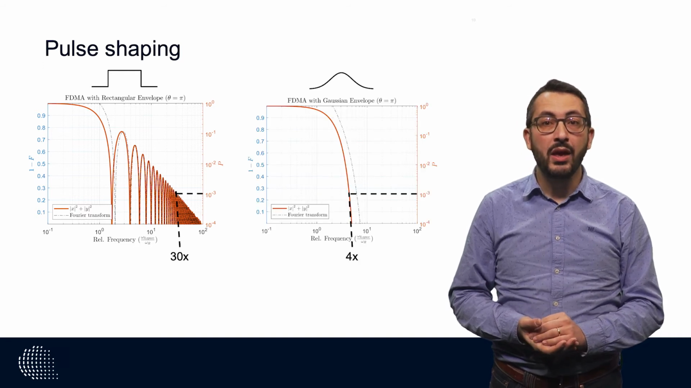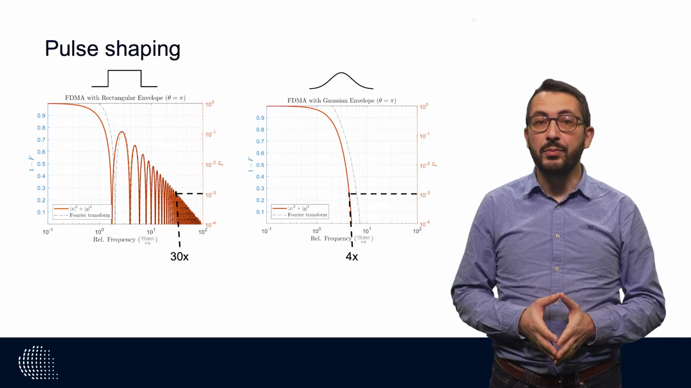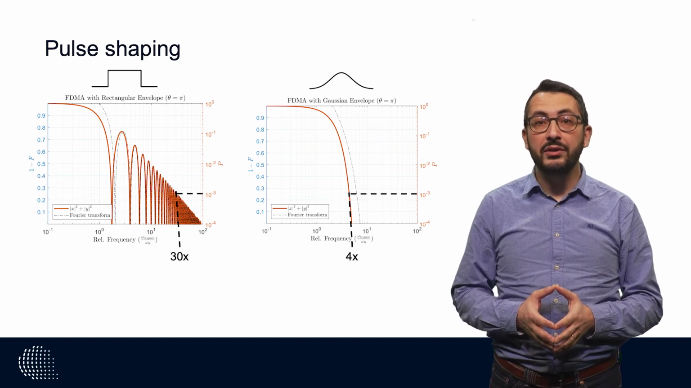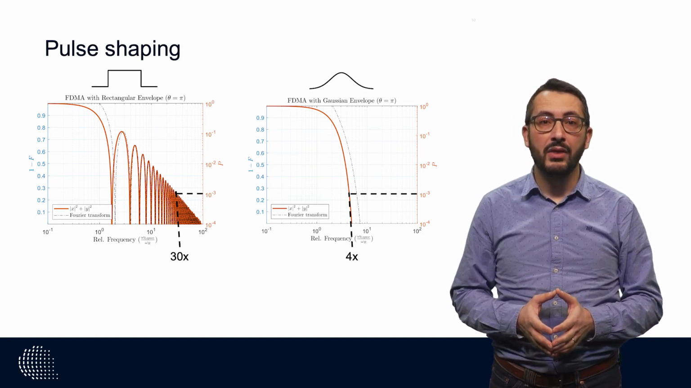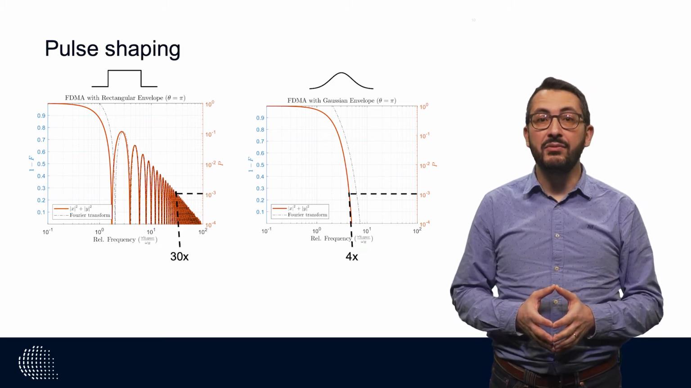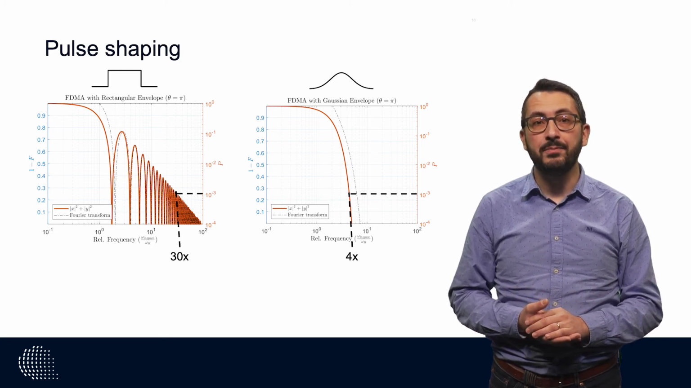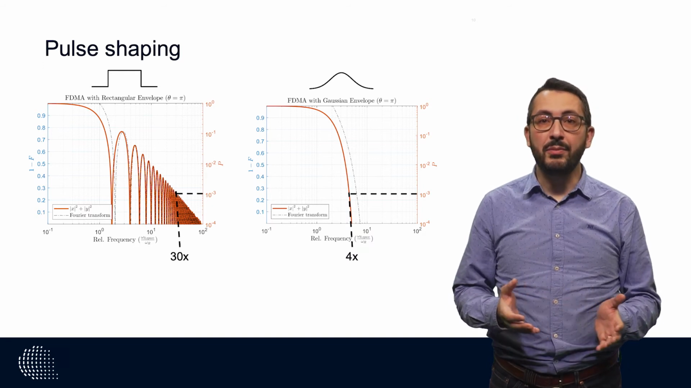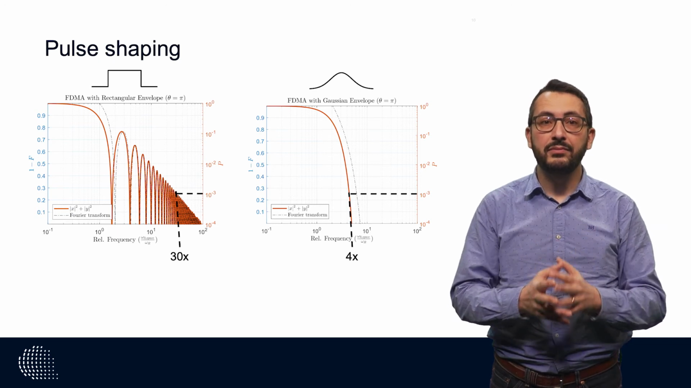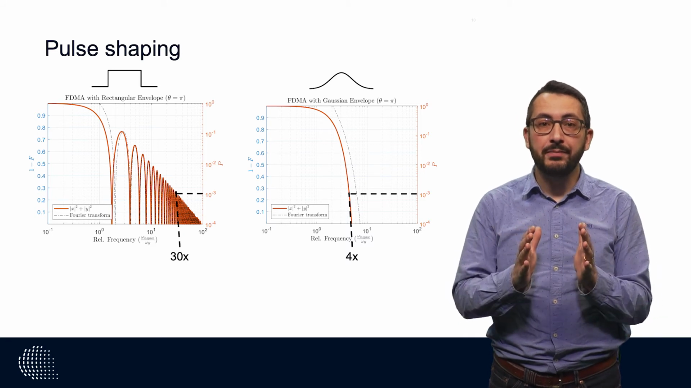A better approach would be to use a smoother shaping of our pulse. Smoother in the time domain, for example a Gaussian pulse, means a much narrower spectrum in the frequency domain. For example, if using a Gaussian envelope, we can achieve the same target infidelity of 10^-3 with only 4 times the Rabi frequency. So, for a 10 MHz Rabi frequency, we go from a 300 MHz spacing to only 40 MHz spacing. In that way, we get a much better packing of our qubit frequency.